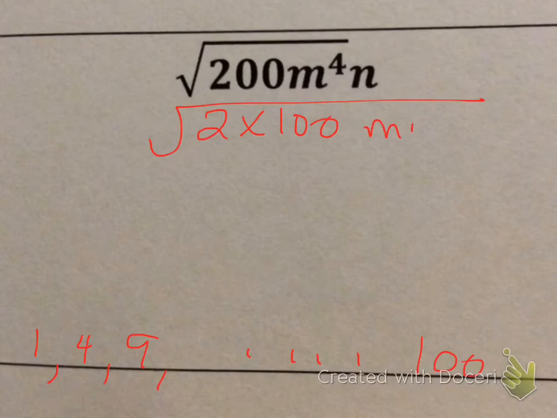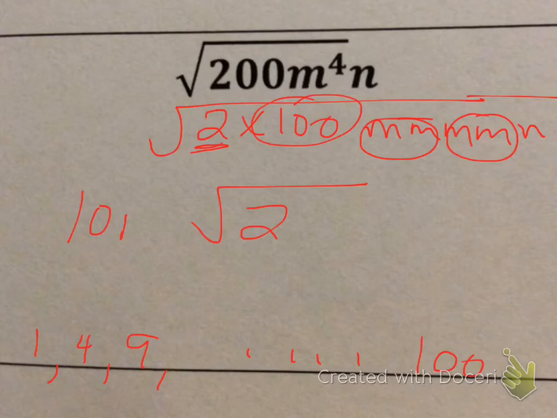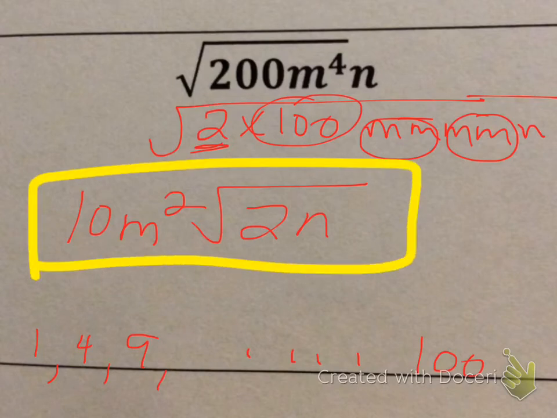I know that I'm going to have 4 m's, and I probably don't need to keep writing these out. I know there's 2 groups of 2 in those, and then I have an n underneath that radical still. Then 100 gets to come out as 10. The square root of 2 has to stay underneath there because it doesn't have 2 of them. I get to bring out 2 groups of m's, but that n has to stay under because it's all by itself. So this is my solution right here to simplifying the square root of 200m to the 4th n.